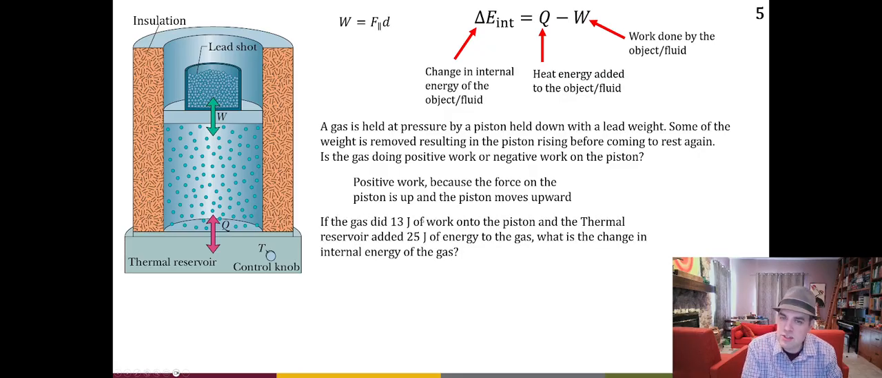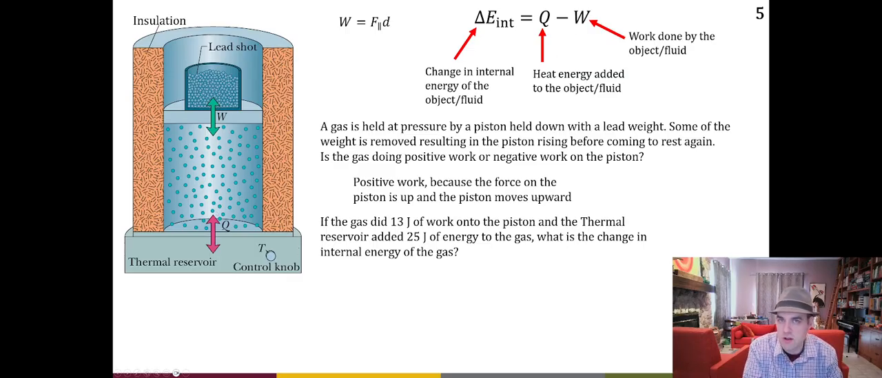Now, if the gas does 13 joules of work, so as the gas pushes the piston up after we remove some of the weight, the gas has done 13 joules of work onto the piston here. And when this happens, the thermal reservoir has added 25 joules of energy to the gas. So that's the Q, right? This is this heat energy. So as this expanded upwards, the thermal reservoir added 25 joules of energy to the gas. What is the change in the internal energy of the gas?